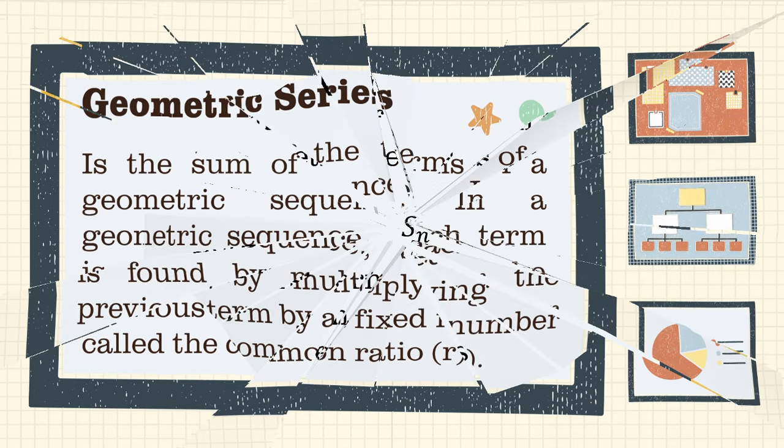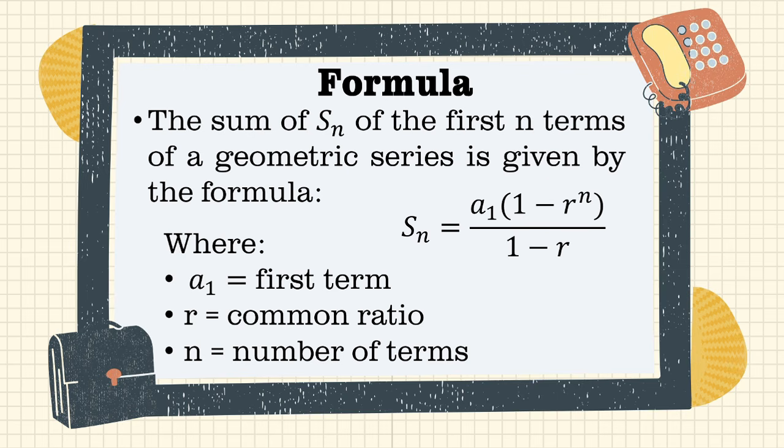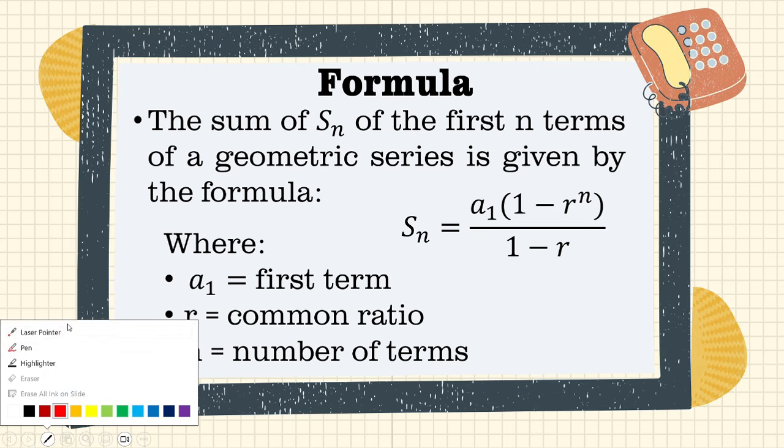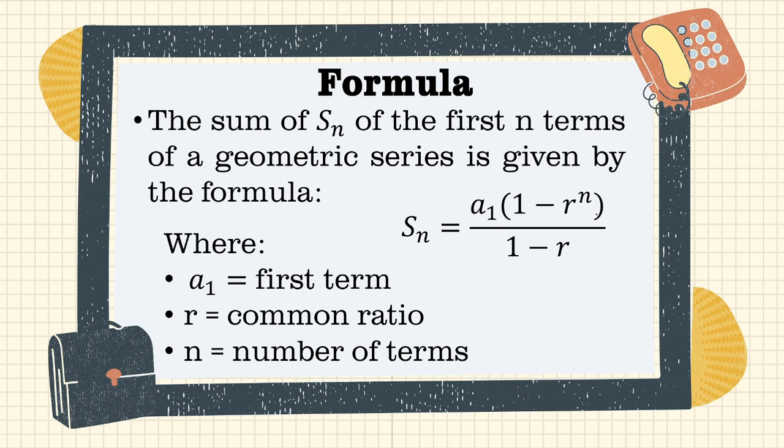Now, let's have here the formula. The sum S of n of the first n terms of a geometric series is given by the formula. Let me write. Okay, so this is the formula: S of n is equal to a of 1 times 1 minus r raised to n, over 1 minus r. What is a of 1? That is the first term.